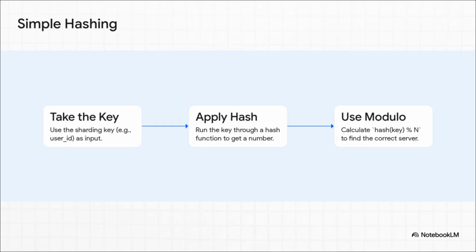The logic here is beautifully simple. You take your shard key, you run it through a hash function to turn it into a number, and then you use the modulo operator. That formula, hash of key mod n, where n is just the number of servers you have, gives you the remainder. And that remainder tells you exactly which server the data goes on. It's clean, it's deterministic, it spreads the data out perfectly. I mean, what could possibly go wrong?